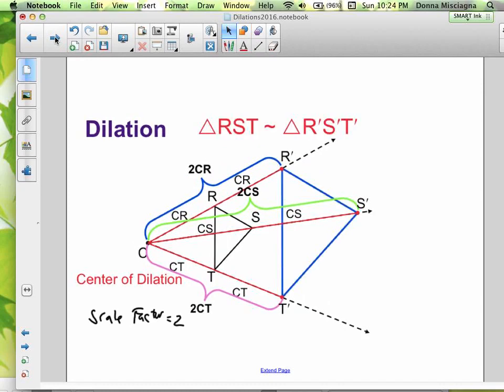And there you can see RST is similar to R prime, S prime, T prime. A dilation is a similarity transformation. It creates similar figures.